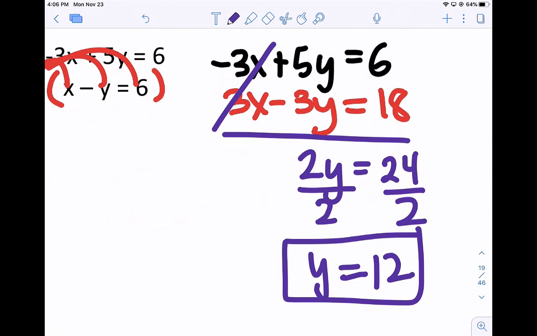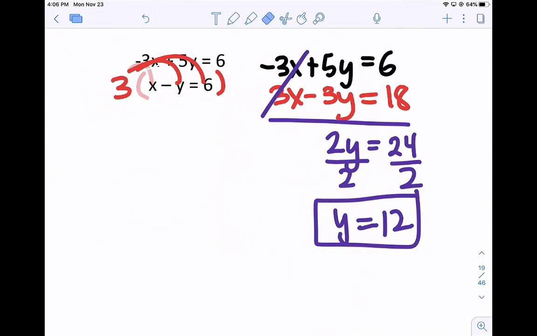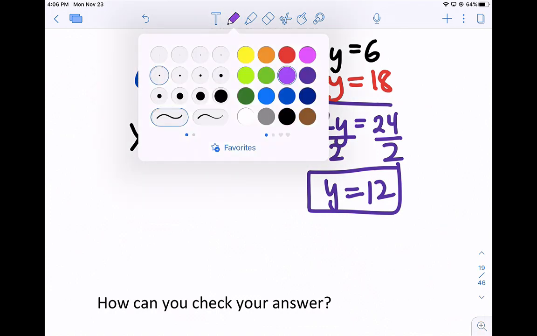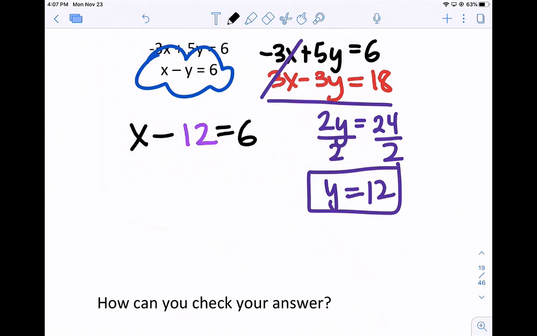So then the next step is I'm going to choose one equation, and I'm going to plug in y and solve for x. And you can plug into either equation. It doesn't matter. Oftentimes, one is a little bit easier or faster to plug into. And so just looking at it, I'm going to pick the second equation because there's less numbers there. So I'm going to plug in the 12 for y. So I'm going to have x minus 12 equals 6, and then I'm going to solve.